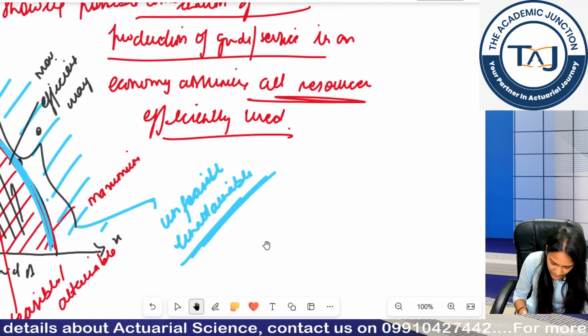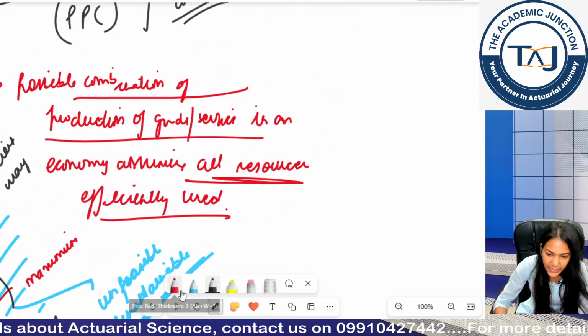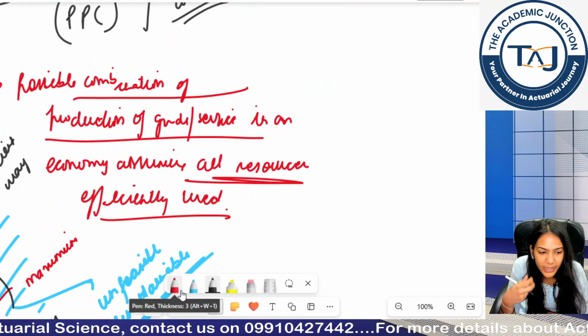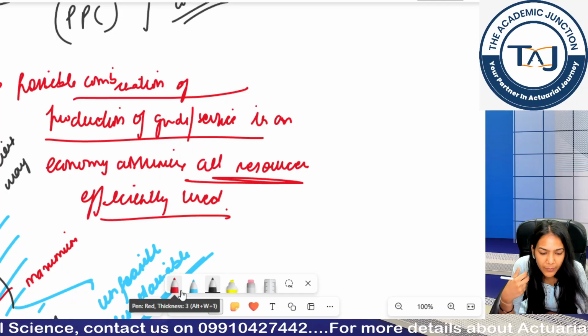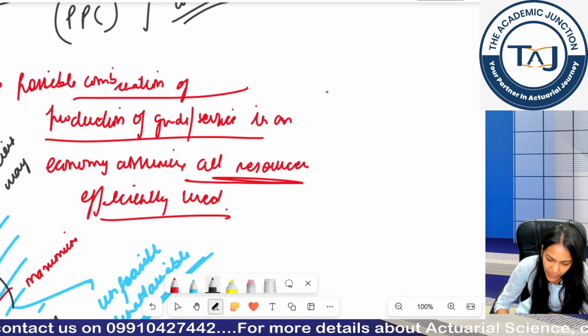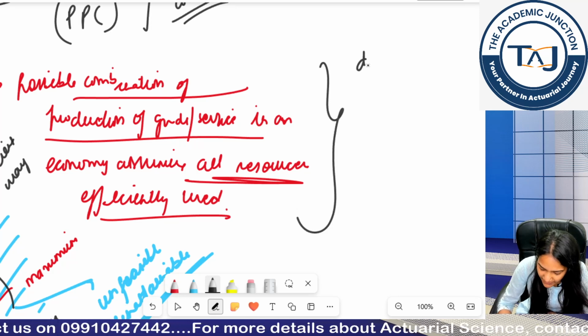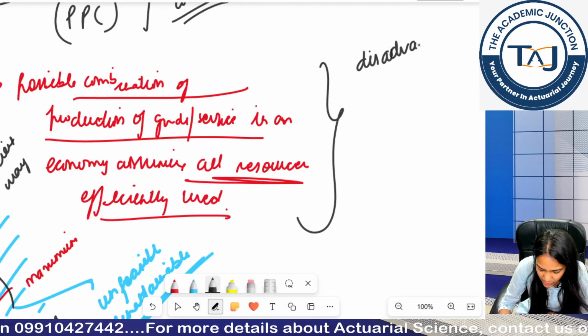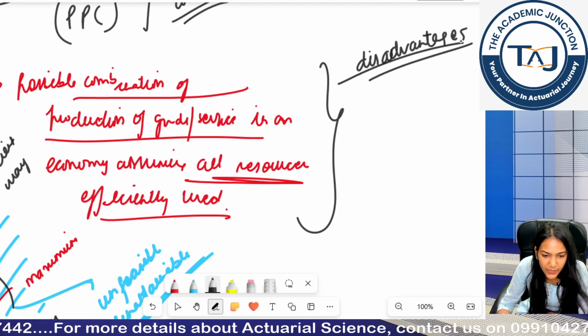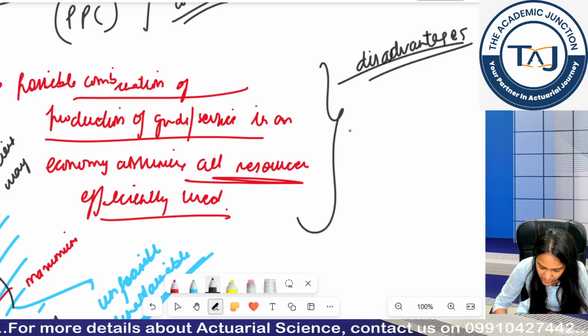Now, coming to the advantages and disadvantages: the advantage is that we are seeking a graph that is visually appealing, so we can understand things more easily. But the disadvantages are basically in its assumptions only. We have two key assumptions when talking about PPC. What are the two assumptions?